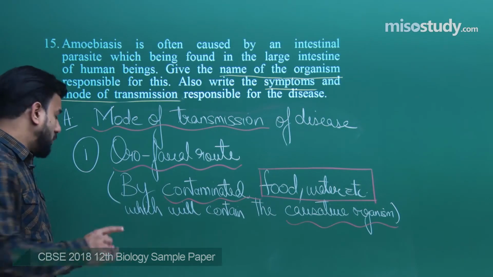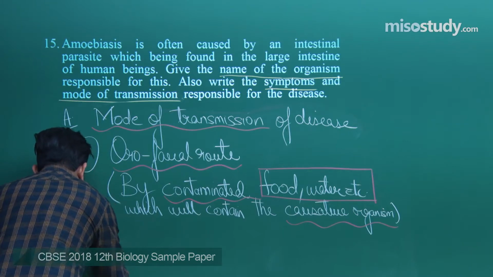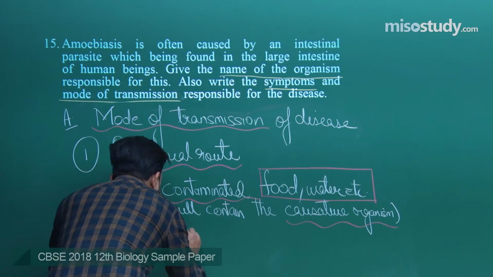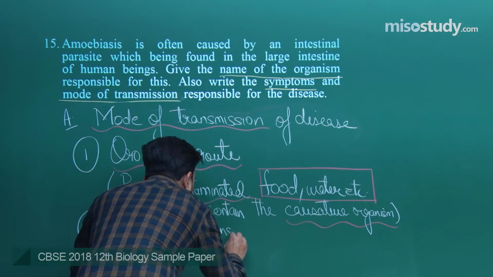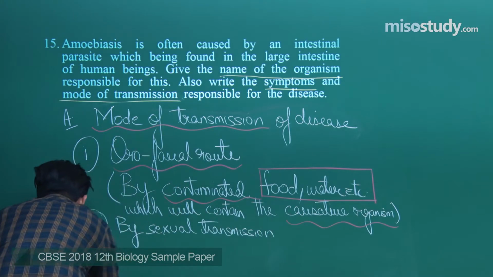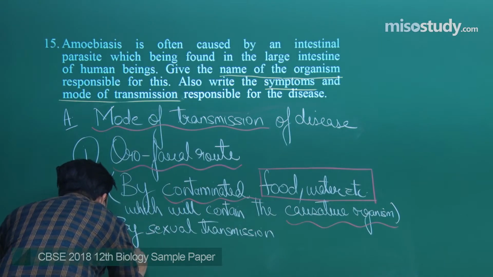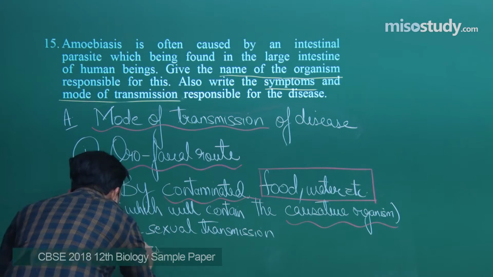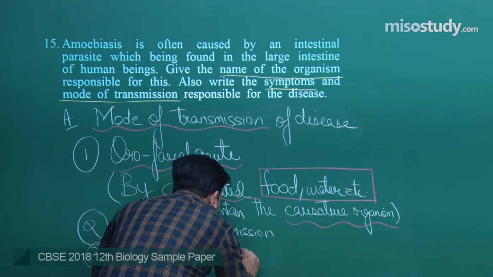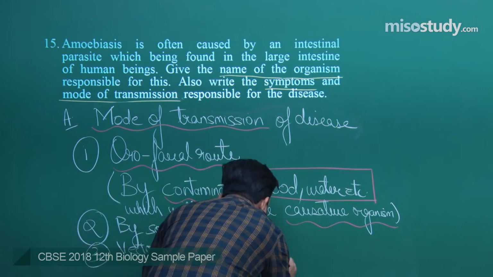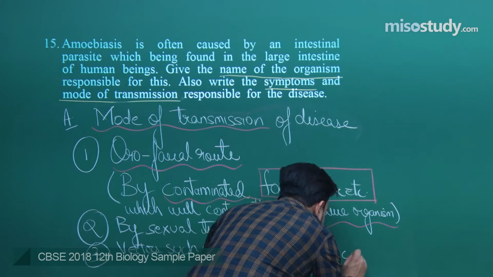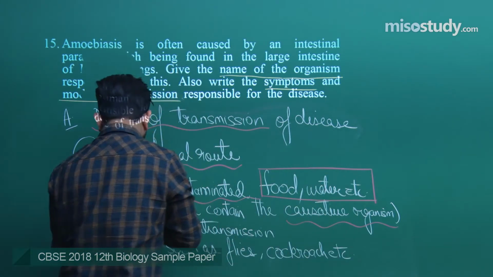Got it? The second one, by sexual contact, by sexual transmission, okay. And the third one, by vectors, okay, vectors such as flies, cockroaches, etc. Okay?